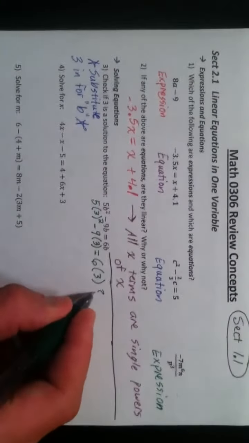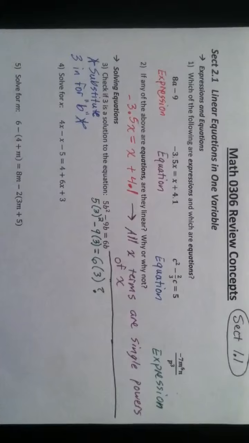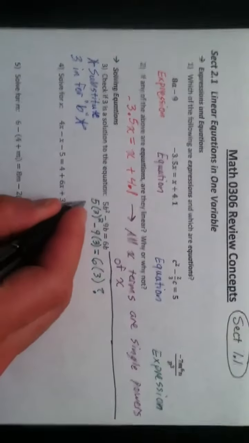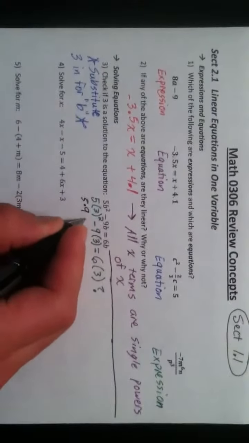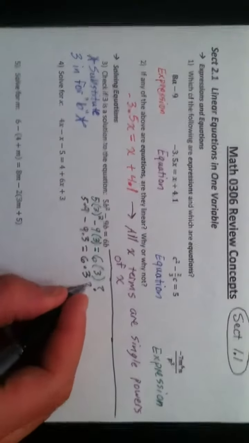So this is what we're checking. We're trying to see, does that left-hand side equal the right-hand side? So that's why I put a question mark there. Go ahead and follow the order of operations. First we have to do exponents, so squaring that 3 we get 9. So here we have 5 times 9 minus 9 times 3. Does that equal 6 times 3? That's what we're going to check. We still don't know yet, so I'm going to put a question mark.